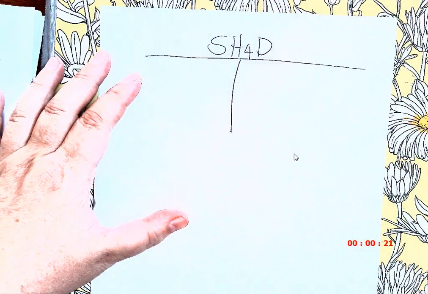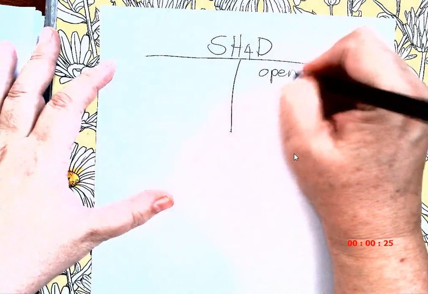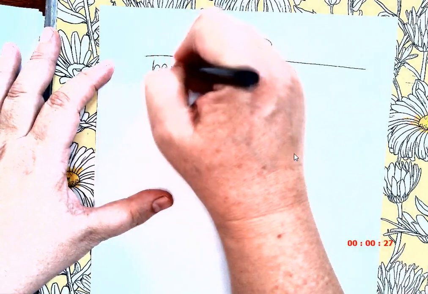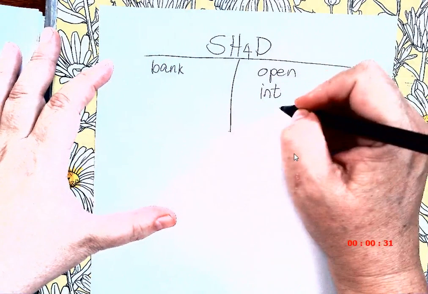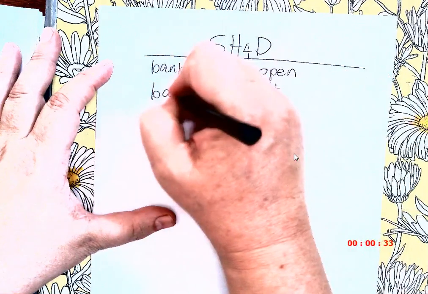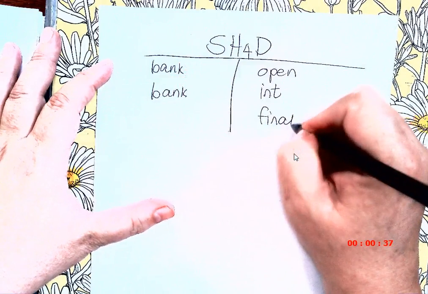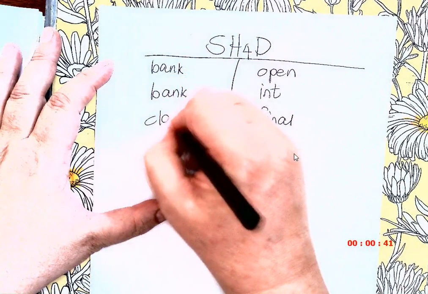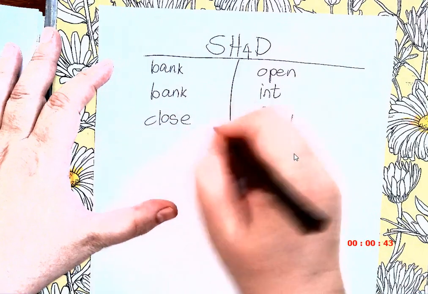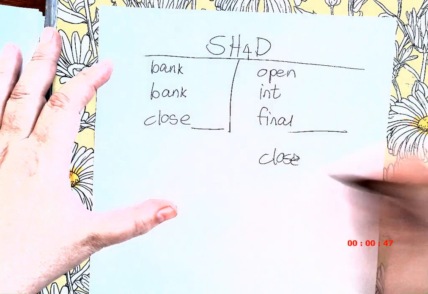Now let's quickly go through that again. I have my opening balance, then I pay it. I have my interim dividend, then I pay it. Then I have my final dividend. I don't pay it. When do I pay it? Next year. This is my closing balance.